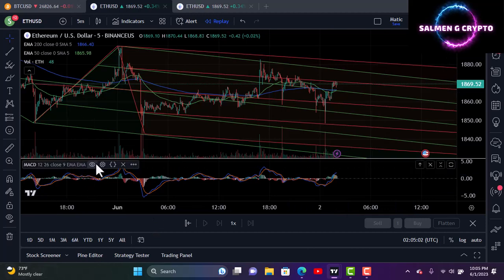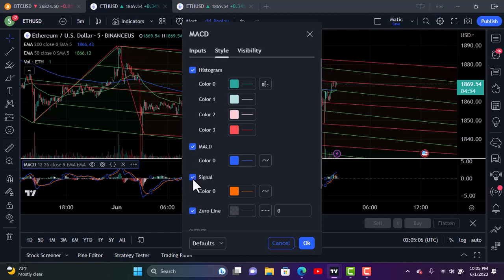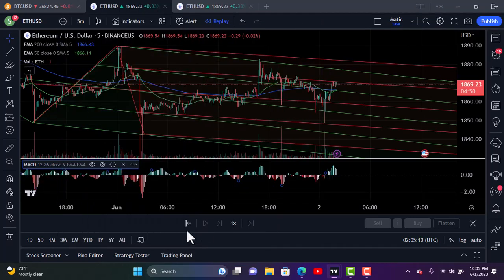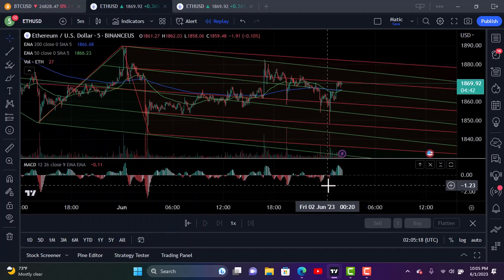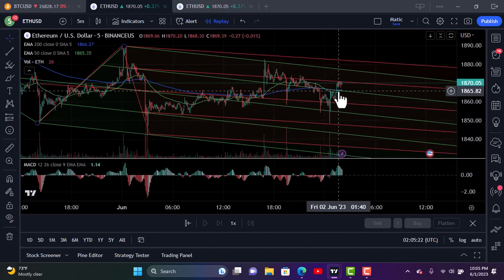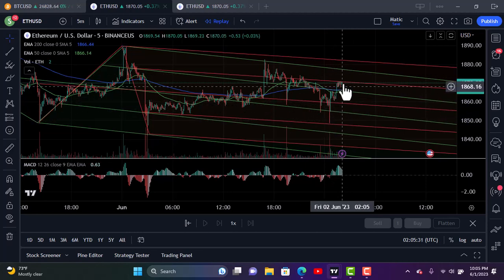Go to the configuration of the MACD. You're gonna get rid of everything that you don't need. So we don't need the MACD and the signals. We just need the histogram. If you see that the green lines are becoming bigger and bigger, that means that the move is strong. So you can hold on to your position because that means that it's gonna break more than one line. Like in this case here, it moved through 1, 2, 3, and found resistance at the fourth line. So you can hold on to your position.